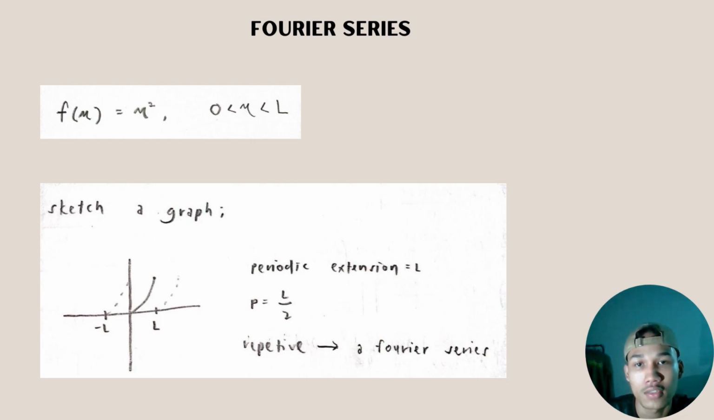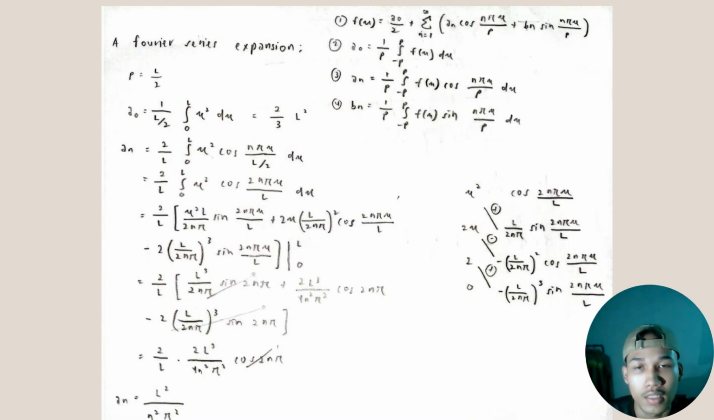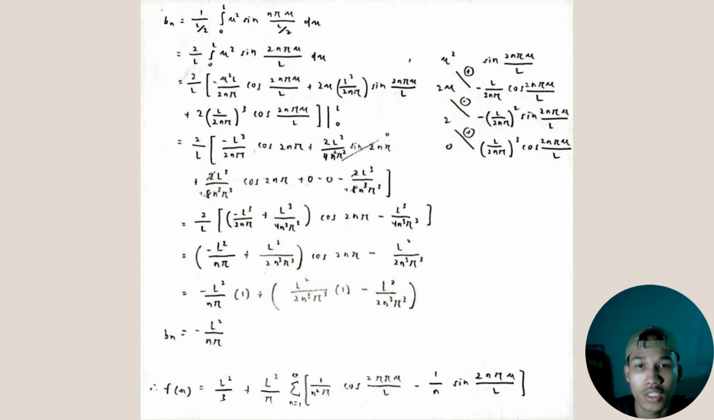Lastly is the Fourier series. Also, we use the same function and same range for x. The graph is neither an odd nor an even function. This is a repetitive function. With repetitive, we can expand using a Fourier series. The periodic extension is different from the other two. It is L, while P is L over 2. We can see that the Fourier series expansion is much longer than the others. We need to find a0 first, then an, and then also bn. We need to find those three, a0, an, and bn, to define the Fourier series.